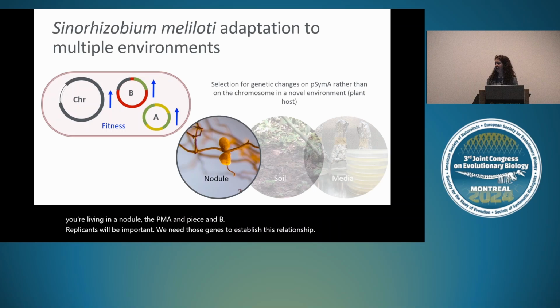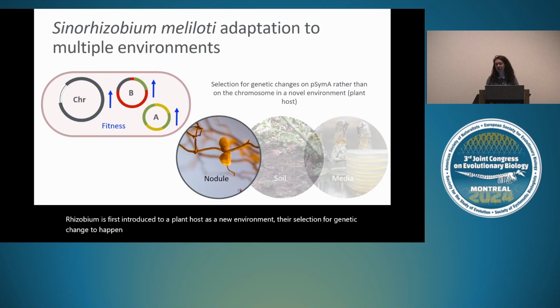How we think that these genes developed on these other replicons is that when a rhizobium is first introduced to a plant host as a new environment, there's selection for genetic change to happen on these other replicons other than the chromosome, because any rearrangements to the chromosome and core genes could be costly. So that's how we end up with these specialized replicons, pSymA and pSymB, that are really good for life on a plant host.